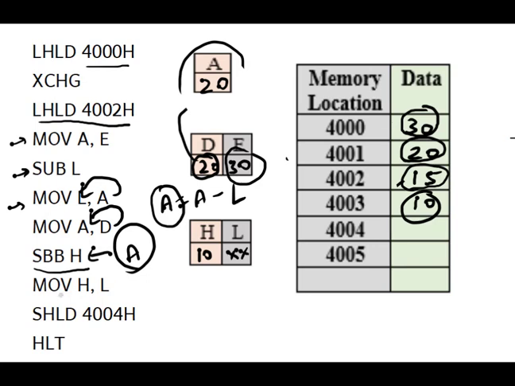So we move H comma A, sorry, it should be H comma A, not H comma L. We store the result from A to register H, because the result is in A. Now H gets the data, suppose it is YY. This is the final result of the subtraction, and we have to store it at 4004.